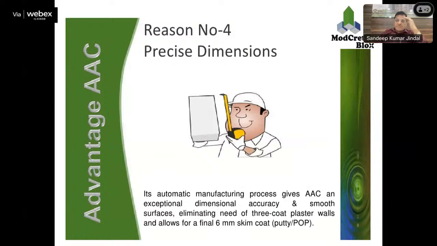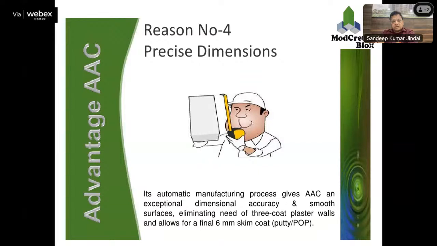Very, very precise in dimensions, unlike red brick and other bricks, where a lot of distortion takes place during the baking process. In red brick, the variation of the sizes is in inches, not in mm. You will find a brick of 9 inches, and you will find a brick of 8.5 inches and 8.25 inches, even 8 inches also.